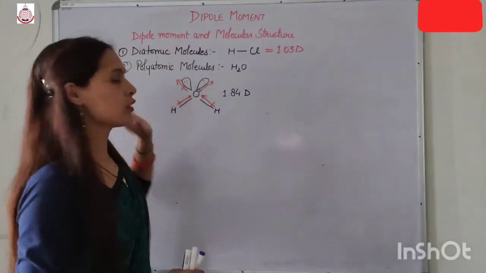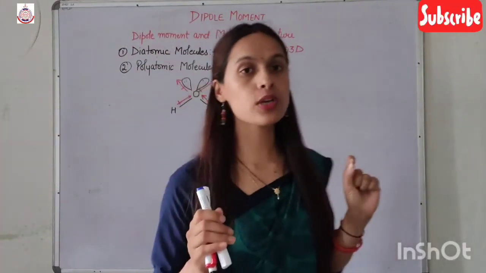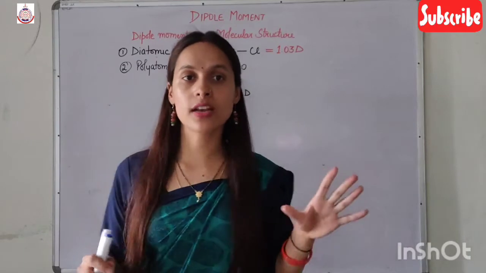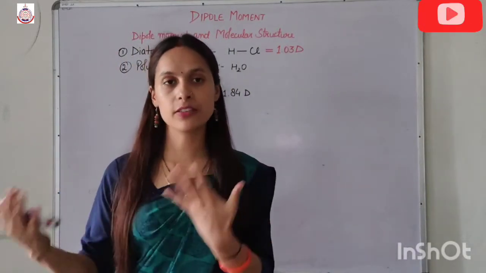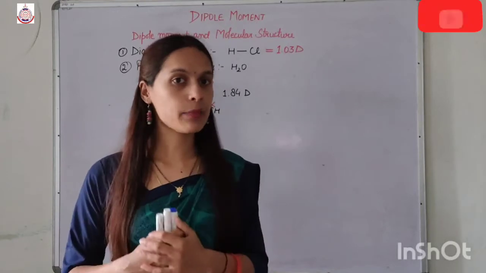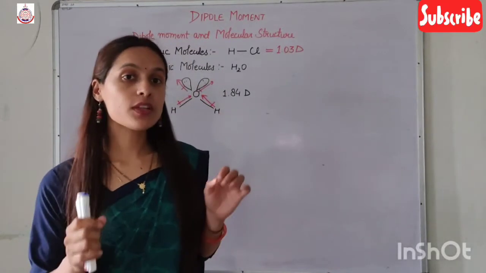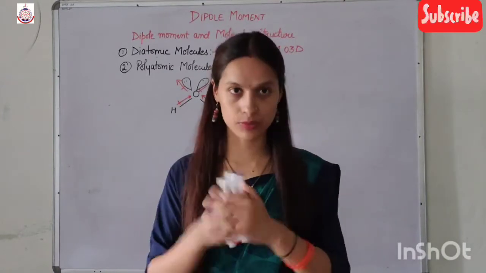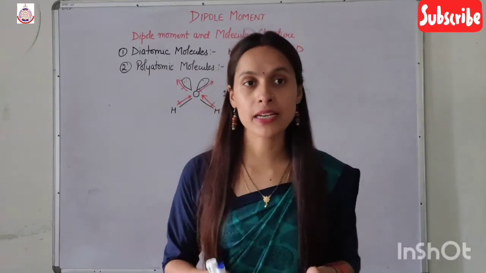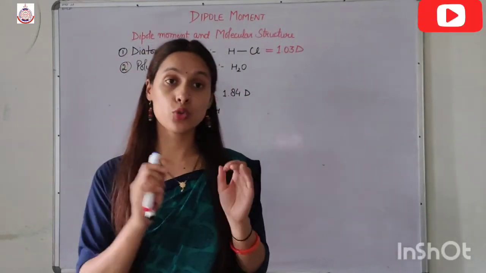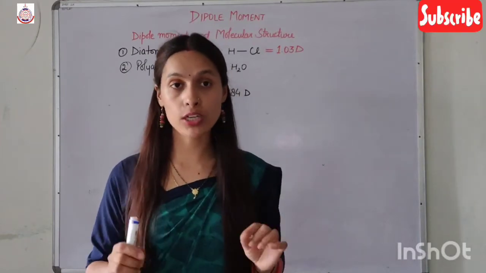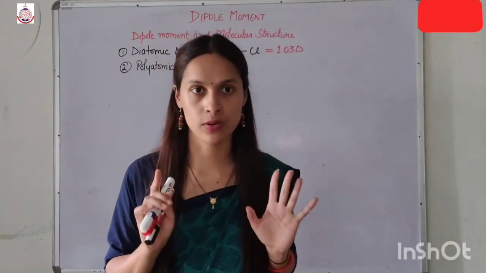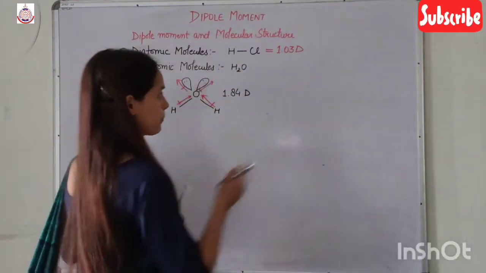Now, in polyatomic molecules, if the molecule is not symmetrical, it means if there is a bond pair and lone pair, then there is a dipole moment in the molecule. But if the molecule is surrounded by all bond pairs and all the bond pairs have the same atoms, then though we have polar bonds in the molecule, the overall dipole moment of that molecule becomes 0. Clear? Let us take one example.